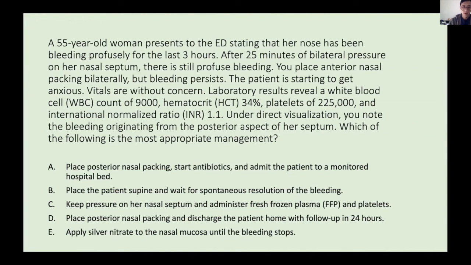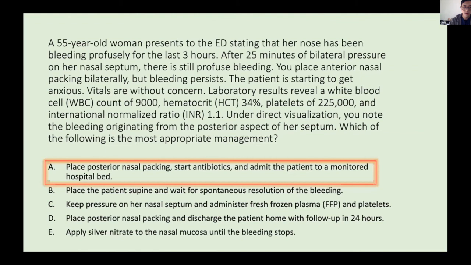So this patient has posterior epistaxis. So you'll want to place posterior nasal packing, start antibiotics, and admit the patient to a monitored hospital bed. B is not an appropriate management for posterior epistaxis, and most will not spontaneously resolve, I believe. C, there's no indication for transfusion. D, you want to admit the patient, and I'll get into why. And then E, silver nitrate has no role in posterior epistaxis.